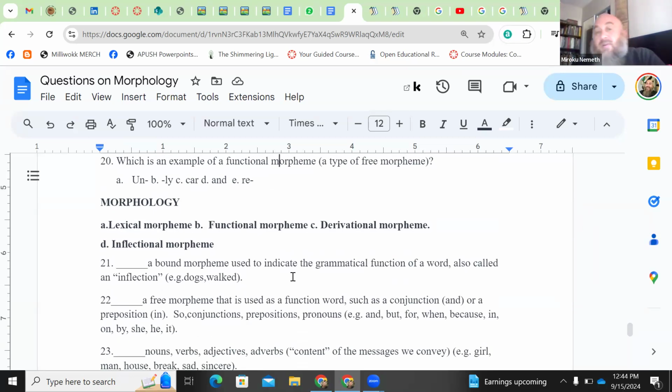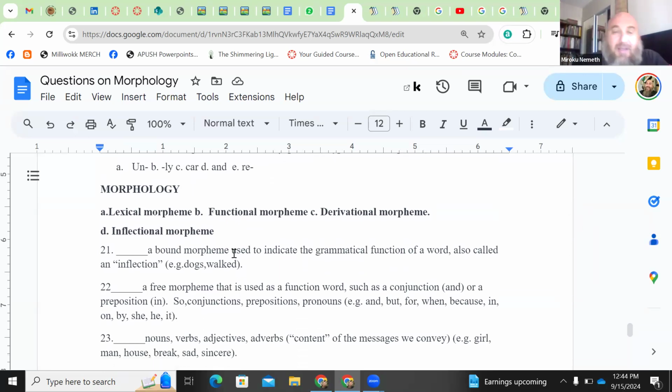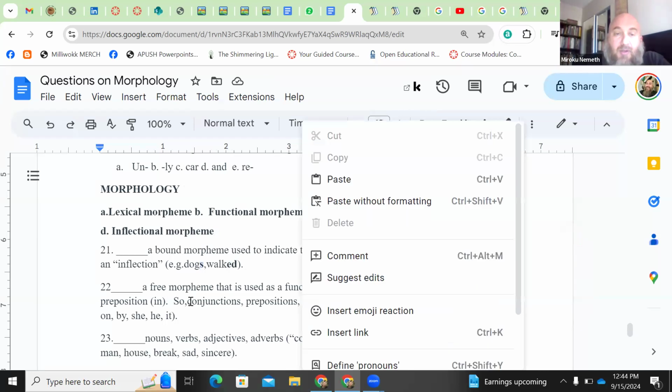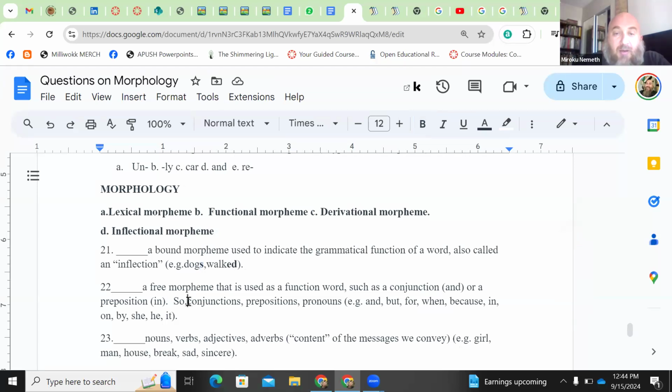Okay, so a bound morpheme used to indicate the grammatical function of a word, also called an inflection, is an inflectional morpheme. So here it should be something like dogs, which shows the plural. And again, there are 8 inflectional morphemes in English. A free morpheme uses a functional word, a functional morpheme. So conjunctions, prepositions, pronouns: and, but, for, when, because, in, on, by, he, she, it. Pronouns are another one. They're really limited in a language. So those are free, functional morphemes.